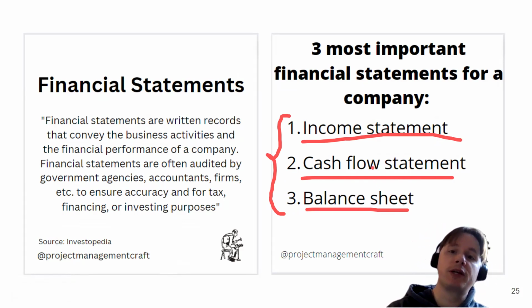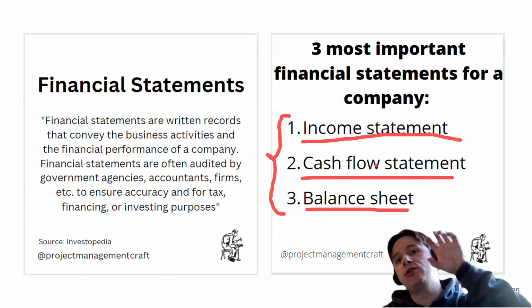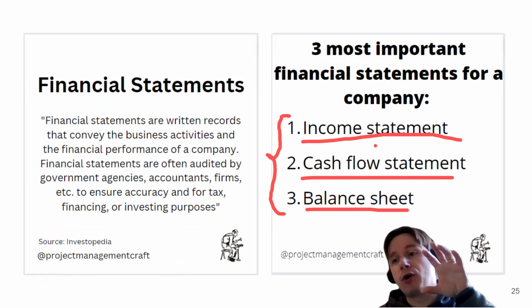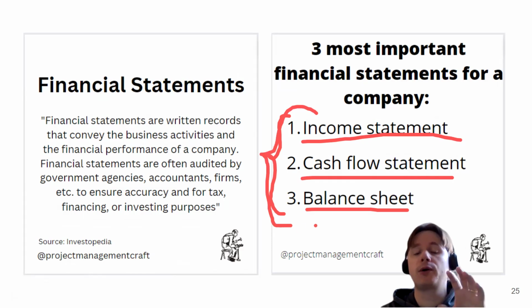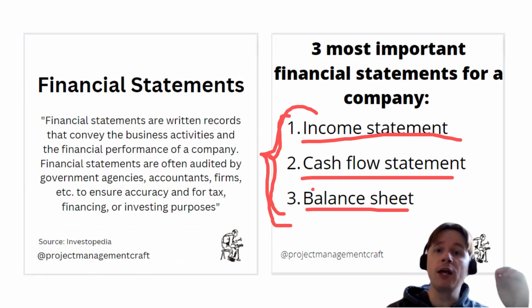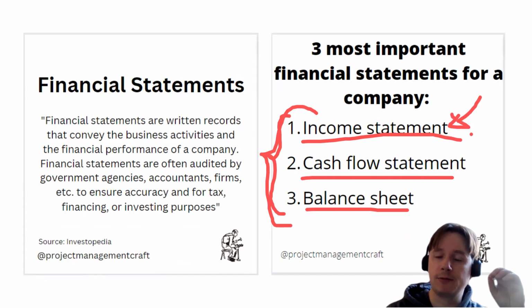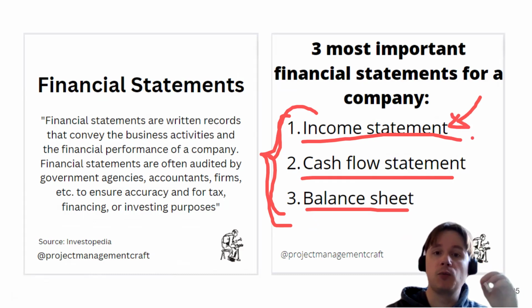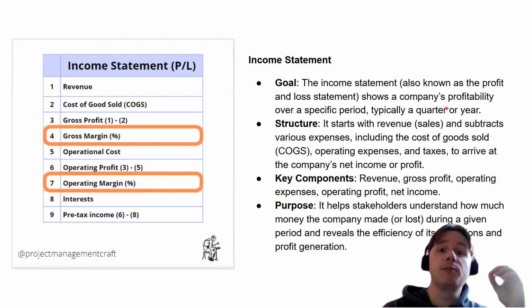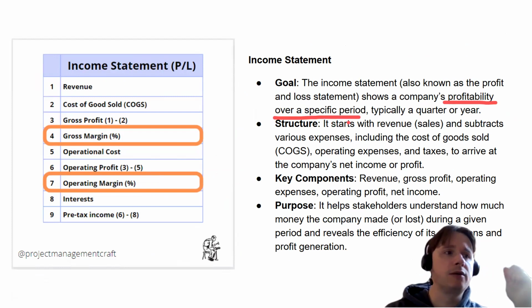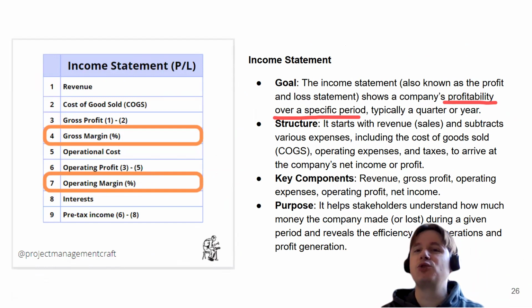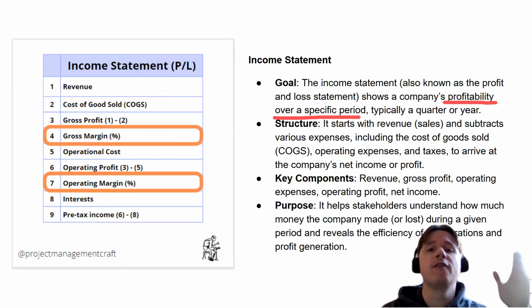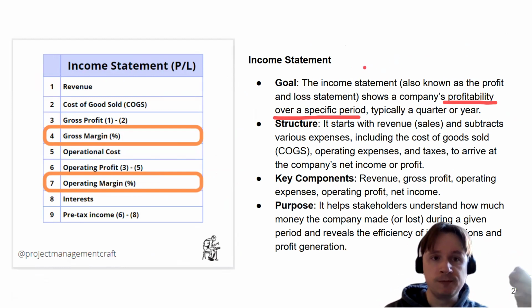And why those three? Of course, you need them to manage the company, but looking from the project perspective, based on those three, you can create a business case. I'm going to talk more about the income statement. So what's the income statement and what's the goal of it? The income statement basically shows you profitability over a period of time. It can be monthly, quarterly, a year, or even several years. Usually, if you're working on a project business case, very often you're going to see more than 1 year.